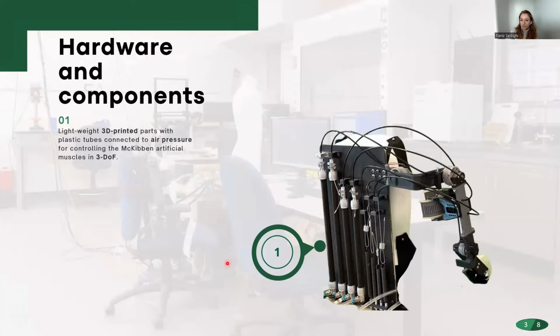So the hardware comprises these artificial McKibben muscles that are responsible for moving the joints of the exoskeleton using air pressure, while being connected by cables and pulleys to these joints. All the parts in this exoskeleton are 3D printed, which makes it very lightweight.